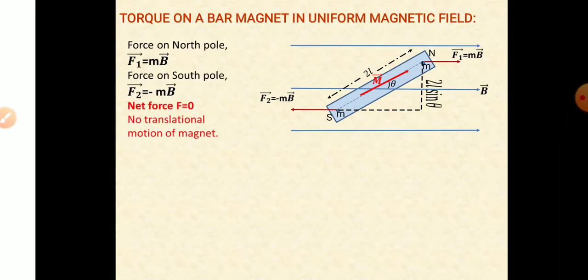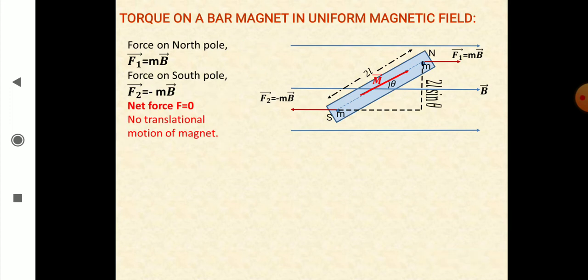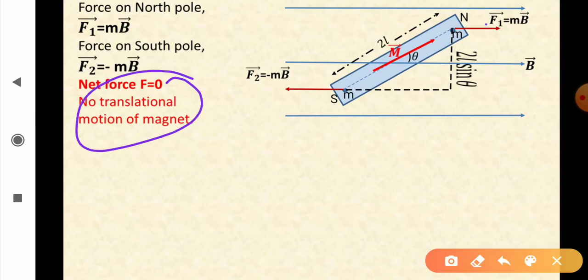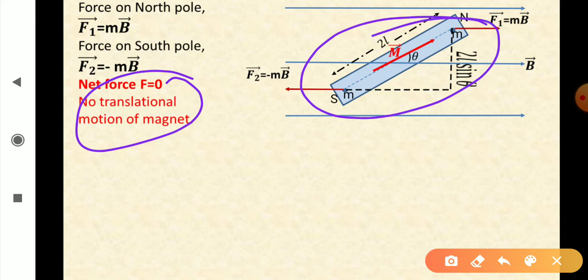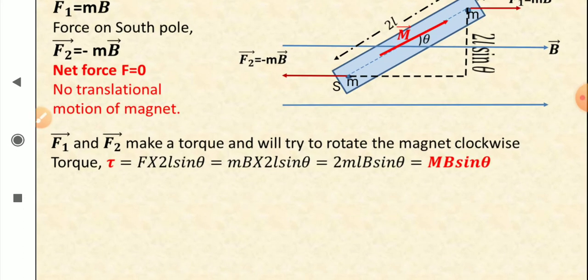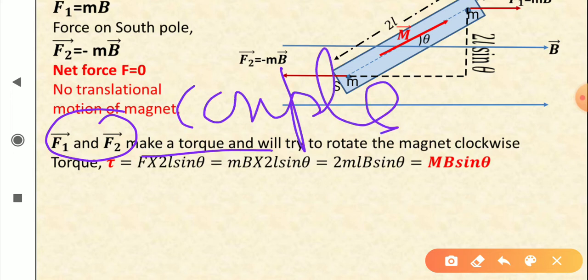So see, force on north pole F1 is Mb, on south pole minus Mb. Net force is 0. That means there is no translational motion. That means the magnet cannot have linear motion because net force is 0. And now see, F1 and F2 make a couple and they apply torque on this magnet to rotate the magnet clockwise.